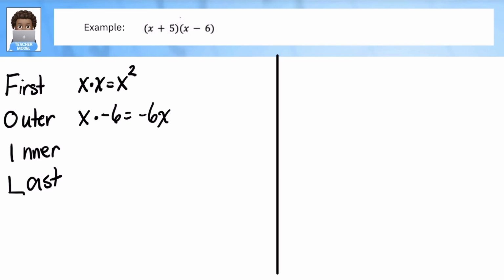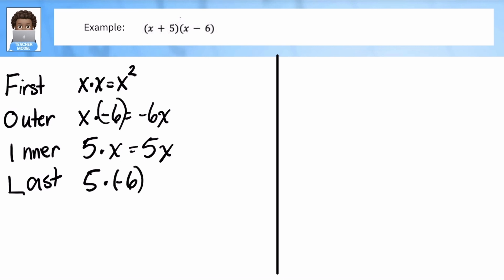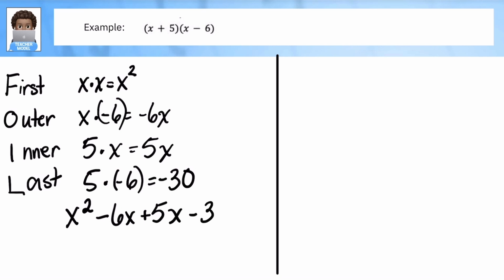And now we'll go for the inner ones. These are the ones that are just on the inside of my multiplication. So I have +5 times x, or 5x. And then you can figure out what last means, the two terms that are at the end. So it'll be these and these, or 5 times -6, which gives me -30. Okay, so we have all these together, so let's look at what we have. When I put them all as a polynomial, I have x squared minus 6x plus 5x minus 30.